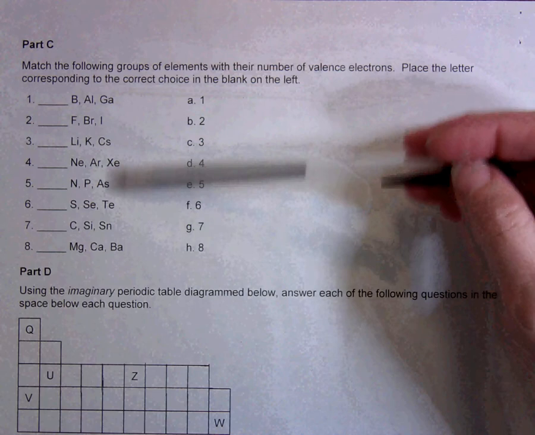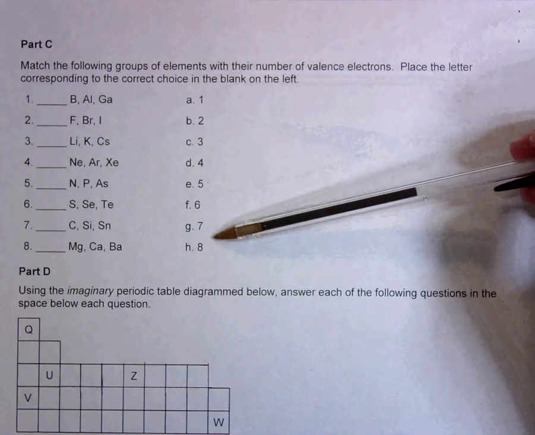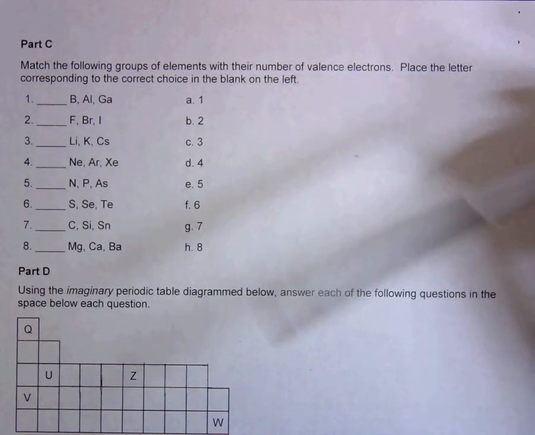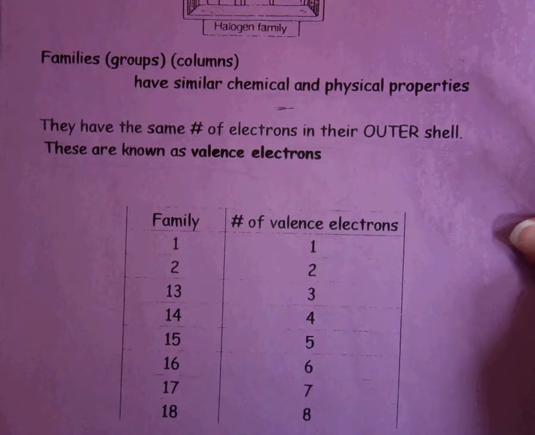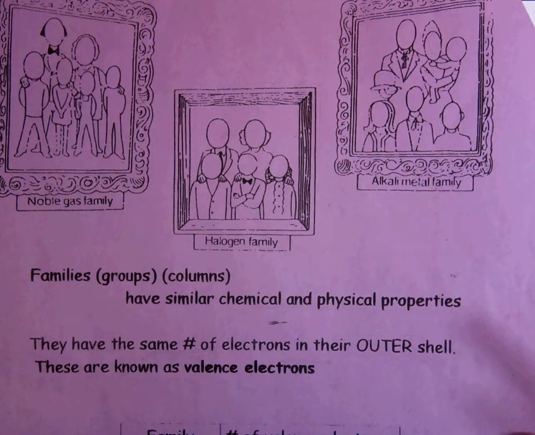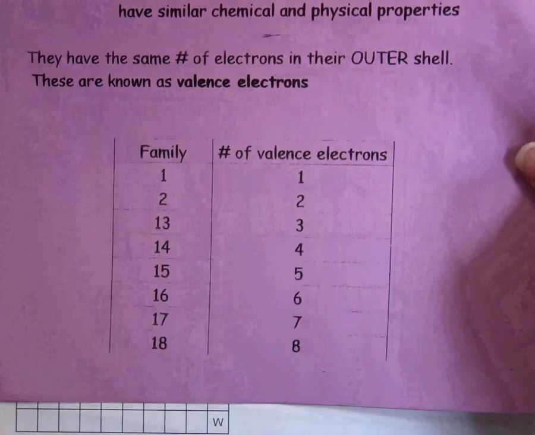On the back of your paper, Part C, you're going to match up the groups with their number of valence electrons. If you don't already know this information, if you look at your reading material, there's a page that looks like this with the family portraits on it. It's a little silly, I know.